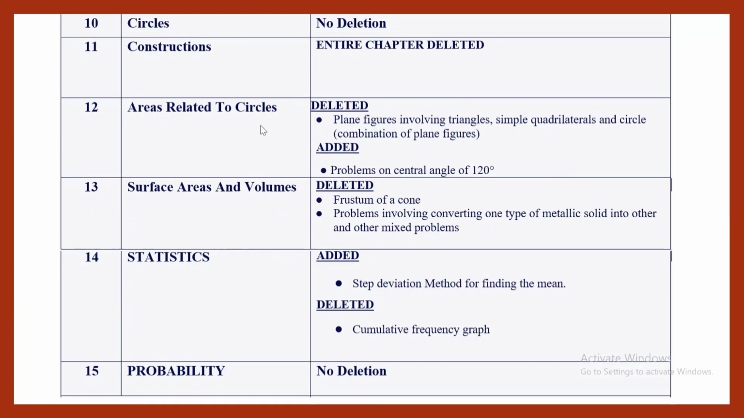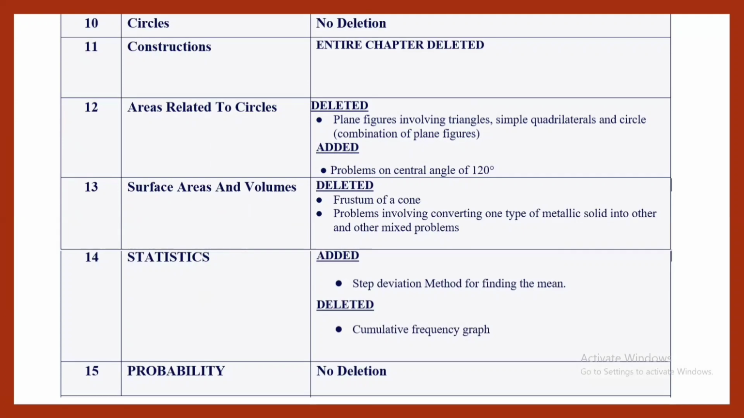Areas related to circles, as I told you, plane figures involving triangles, simple quadrilaterals and circles. The combination of plane figures is not in the syllabus, but yes, the problems on central angle of 120 degrees have been added. For surface area and volumes, the deleted portion is the frustum of a cone and the problems involving converting one type of metallic solid into another and other mixed problems. They are also not in the syllabus.